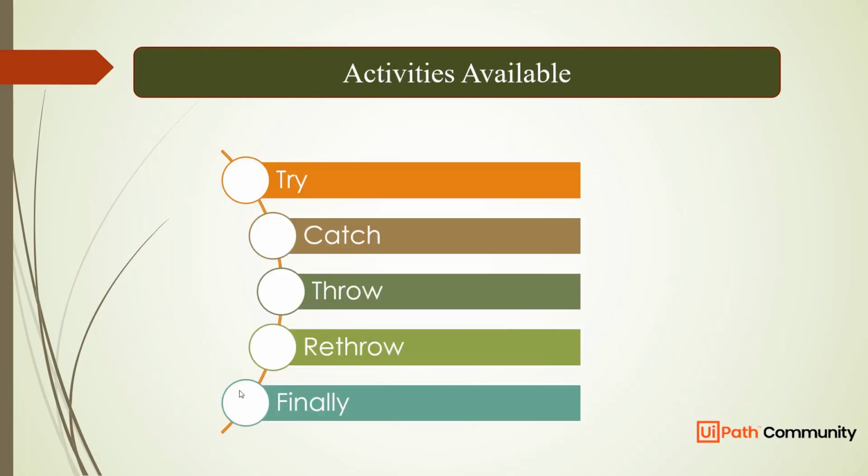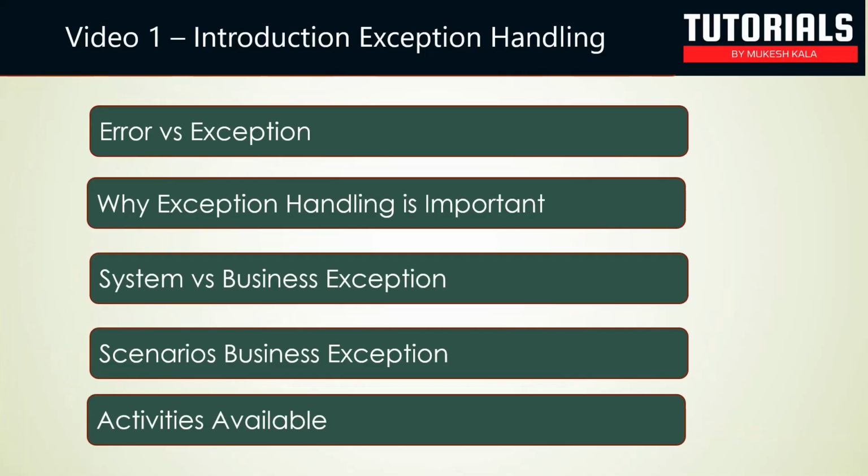Now we have talked a lot about exception handling, and this is the video where we are talking about exception handling. What are the activities available in UiPath to work with exception handling? These are the activities: try, catch, throw, rethrow, and finally. We are going to use each one of them in this video series, and at the end of this series you would have a complete understanding of each and every activity. How do we use that? What is exception handling? What is throw, rethrow, finally, and all of this.